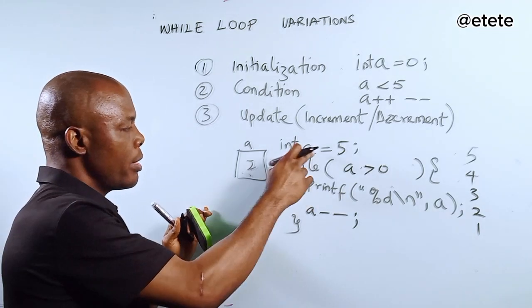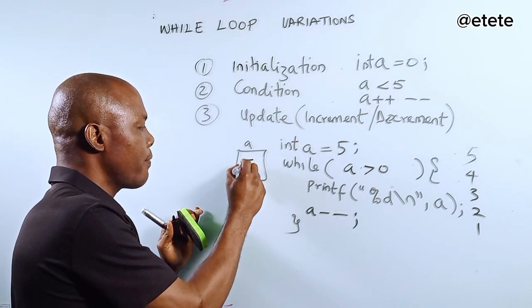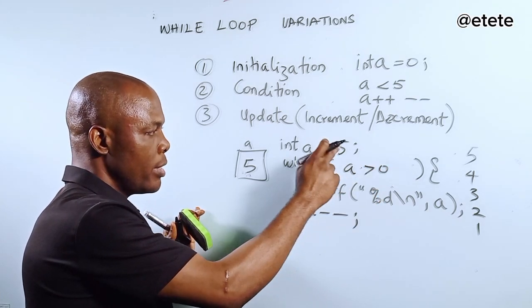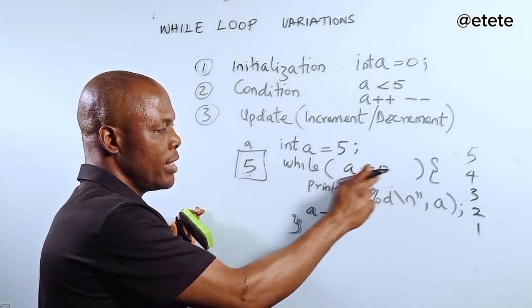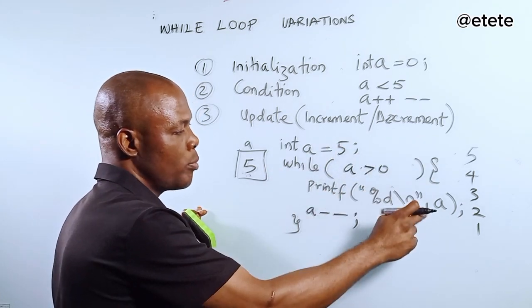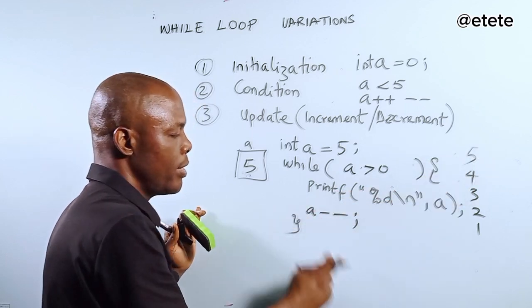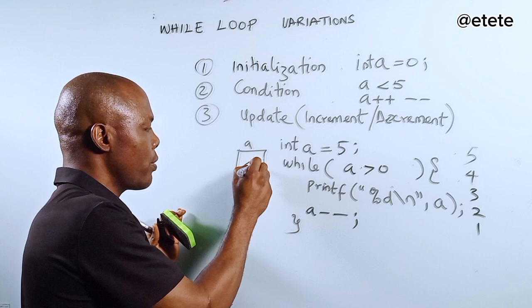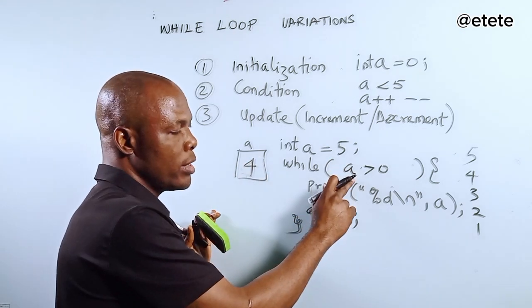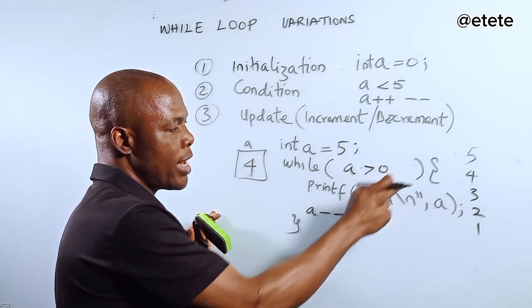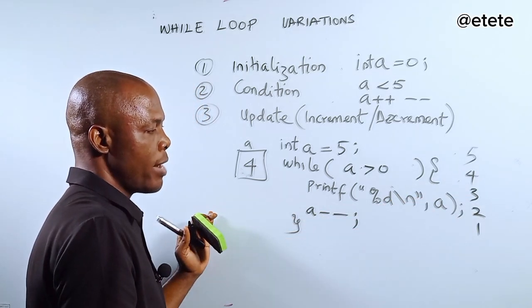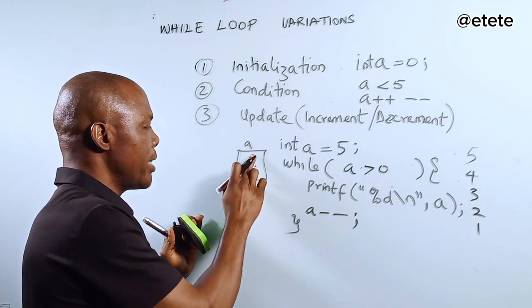So that will give me 5, 4, 3, 2, 1. How? The initial value is 5. While A is greater than 0, yes, 5 is greater than 0, it will go in and it will print out the value of A, which is 5. Then it will decrease A, so this place will become 4. Then it will come back to this, it will test it. 4 is greater than 0, it will go in and it will print out 4. Right? Then it will decrement and it will become 3.